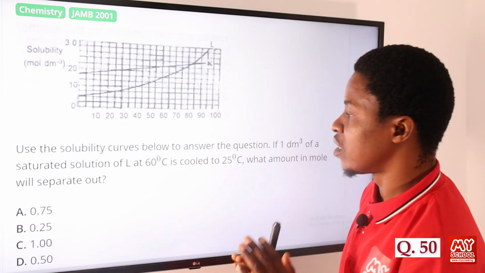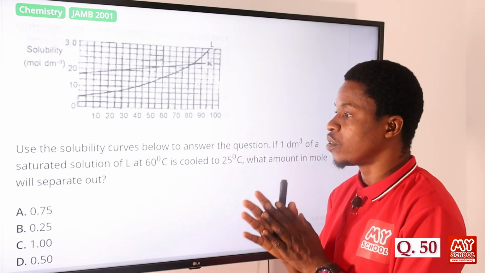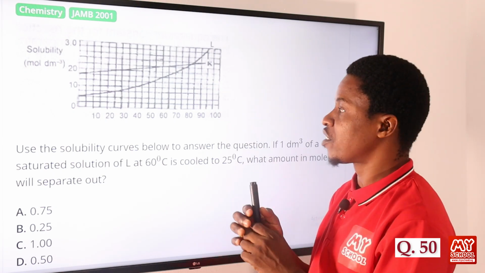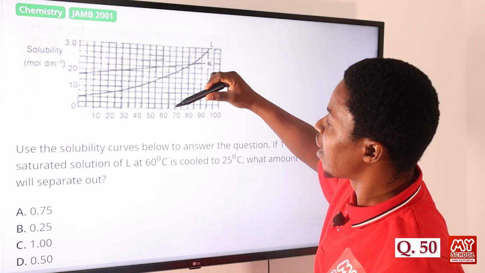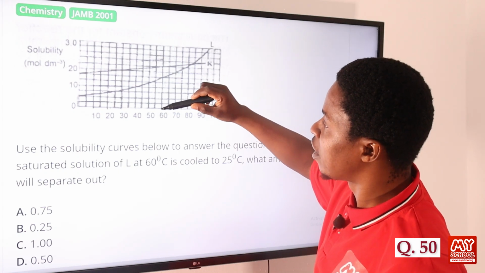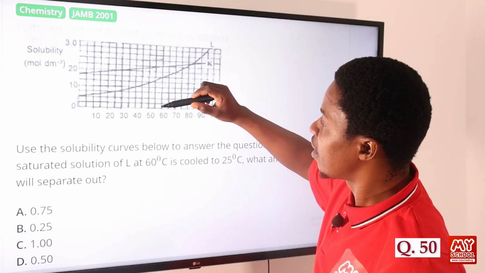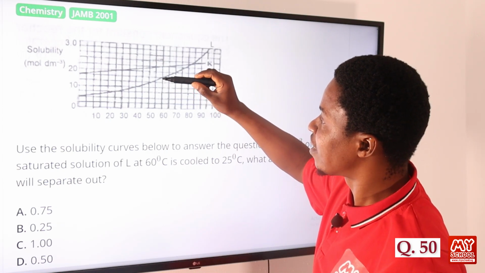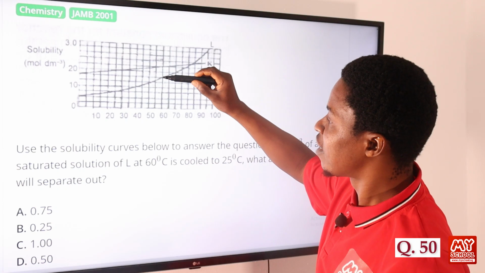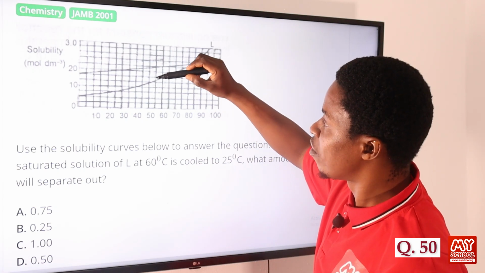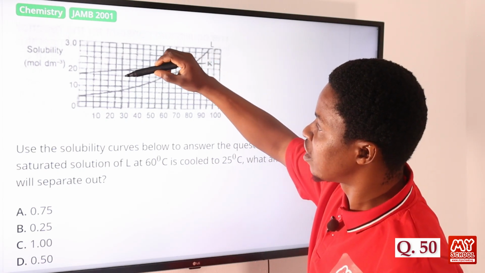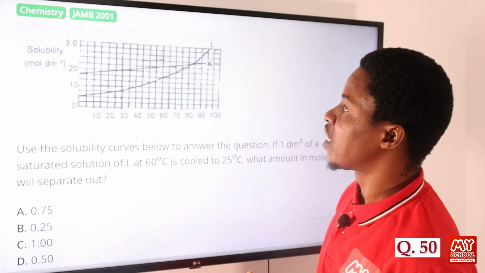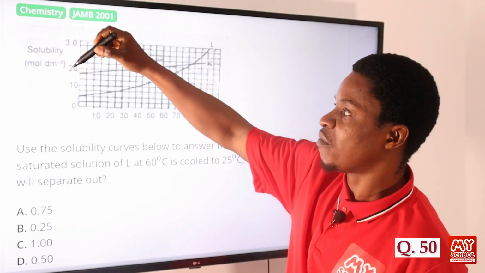But we're told that it was getting cooled from 60 degrees Celsius to 25 degrees Celsius. So first, we will have our 60 degrees. This is the 60 degrees here. We'll take it from here to the point where it intercepts the curve. Okay, that's 60 degrees, and then we extrapolate. We take it straight up to this point, and then we get the value for that.